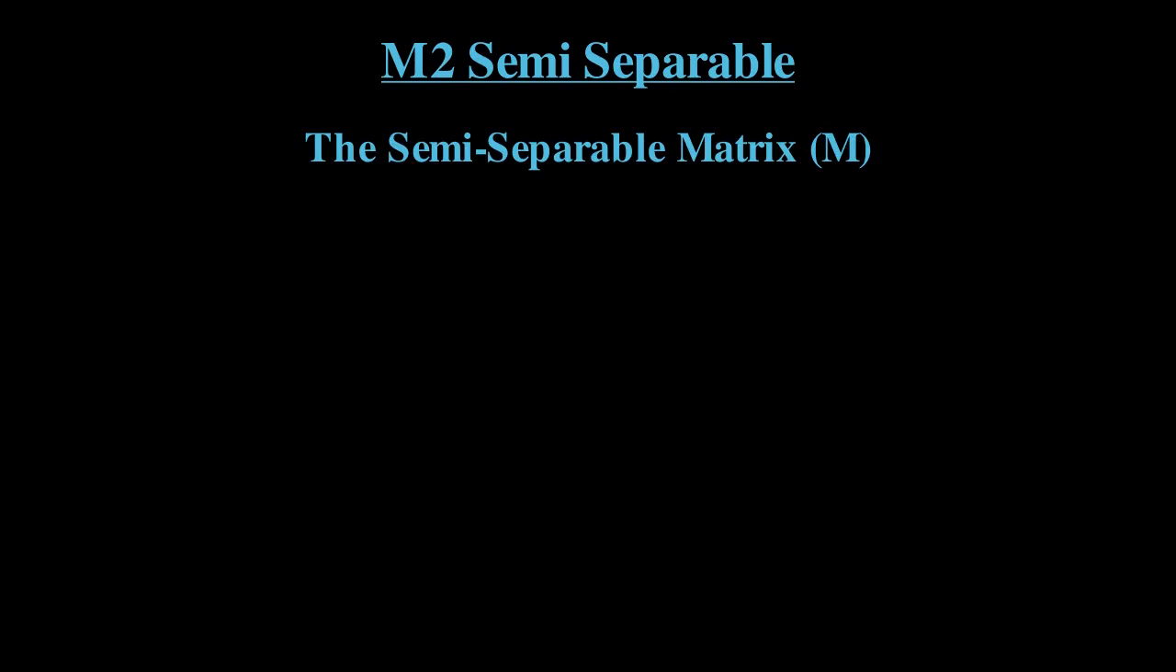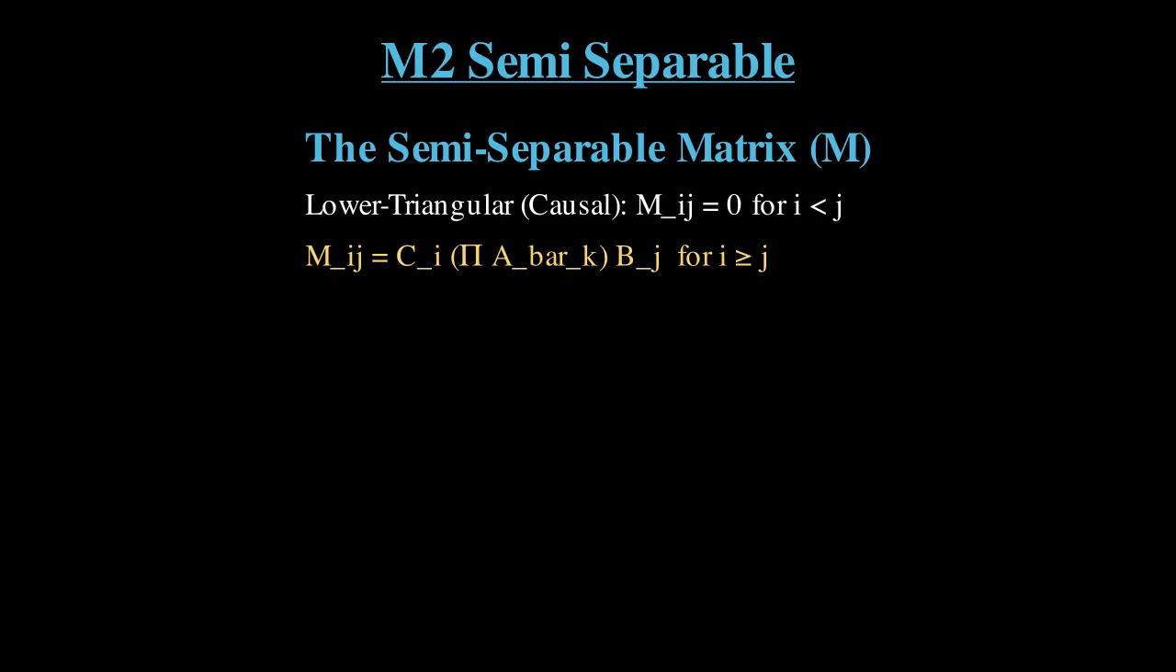For a causal SSM, the matrix M must be lower triangular, meaning any entry M sub ij where i is less than j is 0. This enforces causality. For the lower triangular part, where i is greater than or equal to j, each entry has a very specific form. M sub ij equals C sub i times a product of a bar terms times B sub j. Specifically, it's the product of a bar from index k equals j plus 1, all the way up to i. You can see how the entries are factored into these three components.